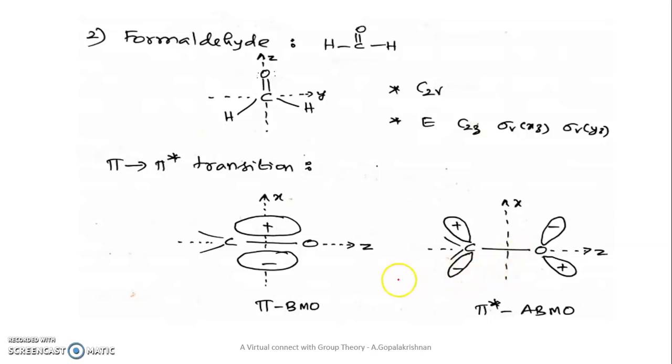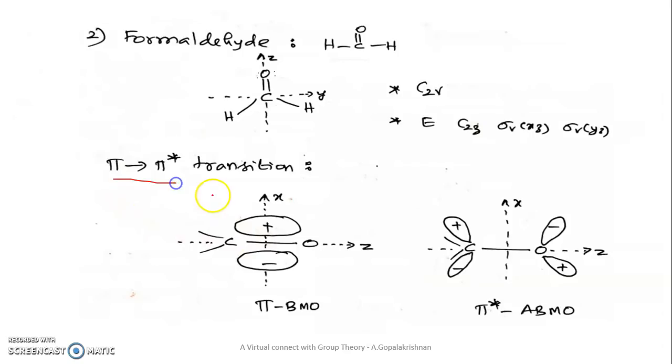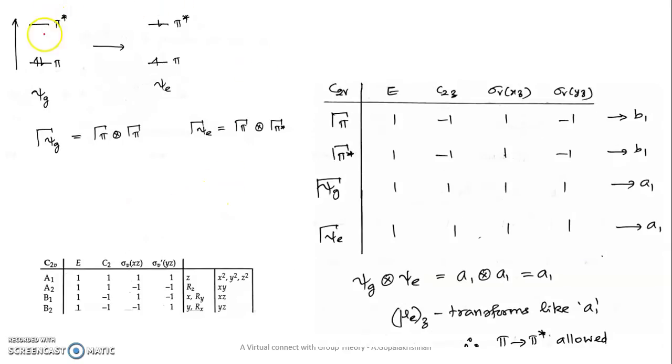Now, listen, first I am going to analyze the pi to pi star transition. In the ground state, the pi orbital has 2 electrons and pi star is empty. When you pass radiation, one electron gets excited. So see, this is paired, right? This is also paired. So this is singlet, this is also singlet.